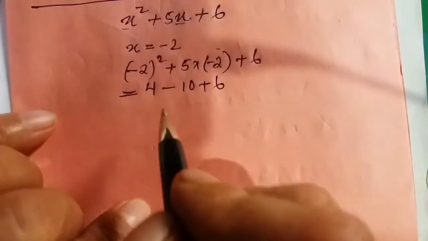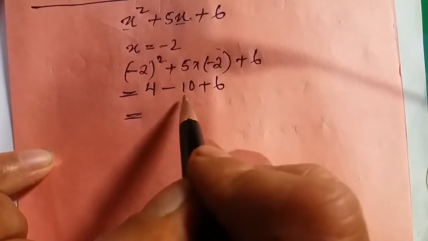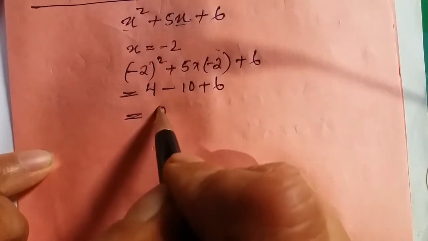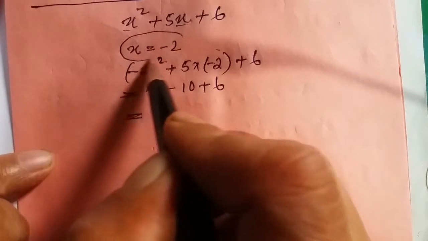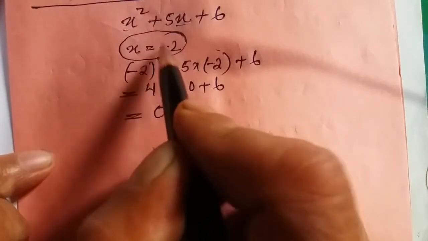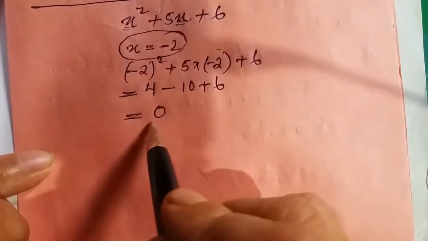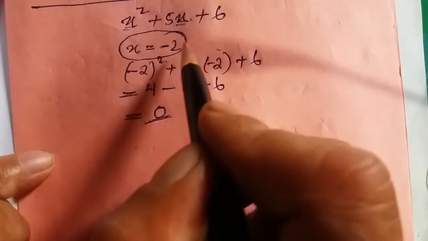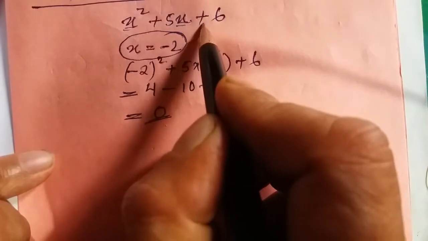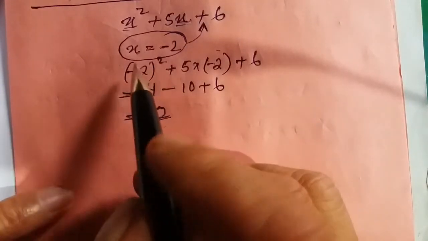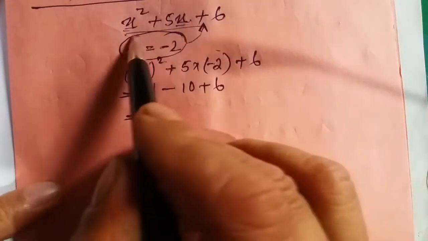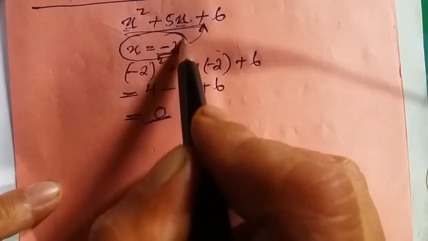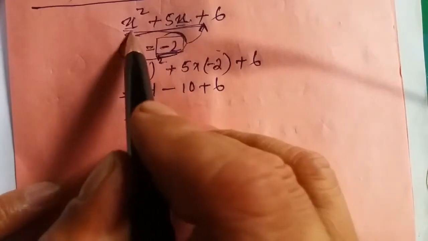Now this is equal to 4 minus 10 is minus 6. Minus 6 plus 6 is 0 here. Now when we substitute the value of x as minus 2 here, we are getting 0 here. So this minus 2 is called the zero of this polynomial. So when we substitute the value of x as something, and if we are getting 0, then we say that that particular value of x is called the zero of that polynomial.